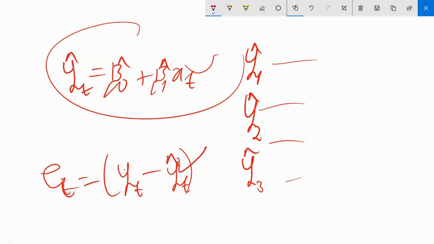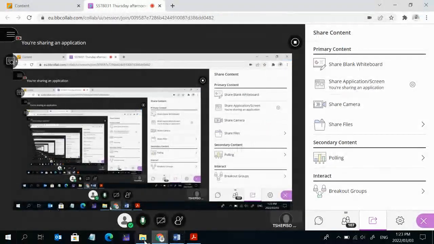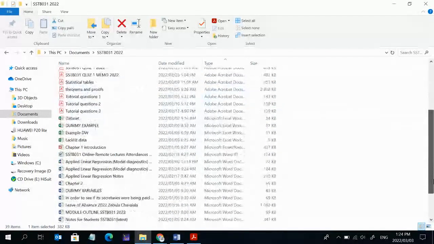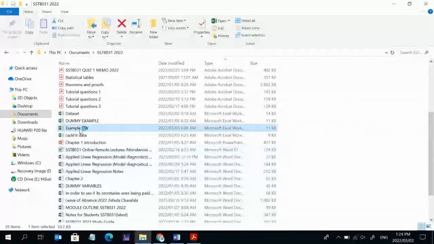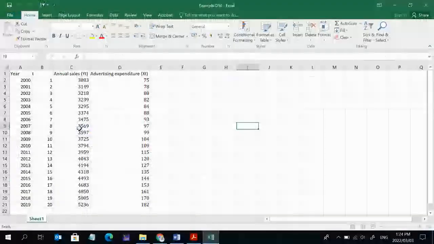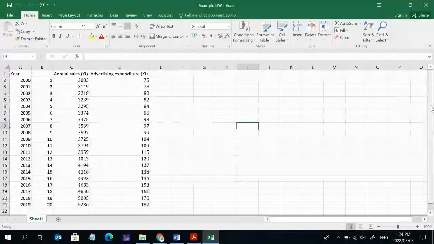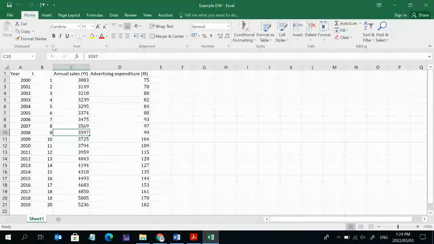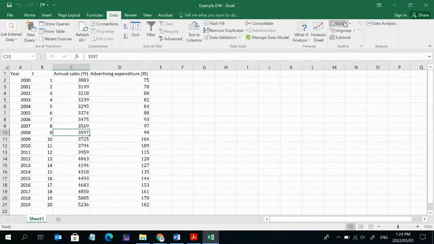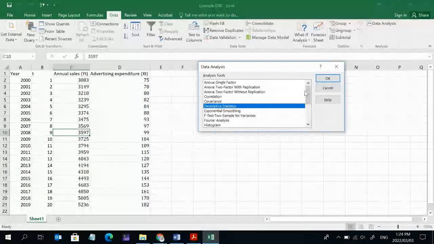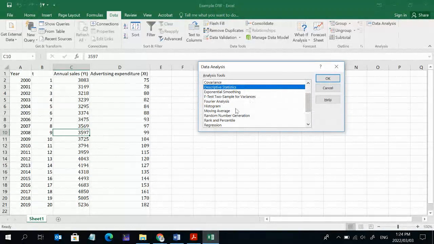So I'm going to do this in Excel. I'm going to project an Excel data set. This is the data set that I'm going to give you, that is in the notes. So now it's in Excel. I go to data, then data analysis. We fit the model, so we go to regression.